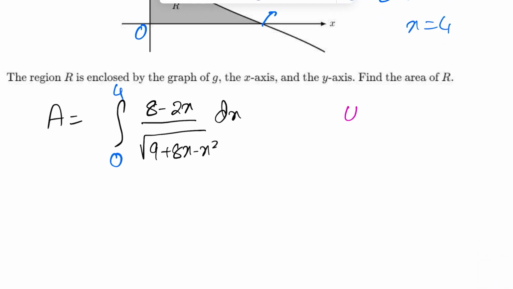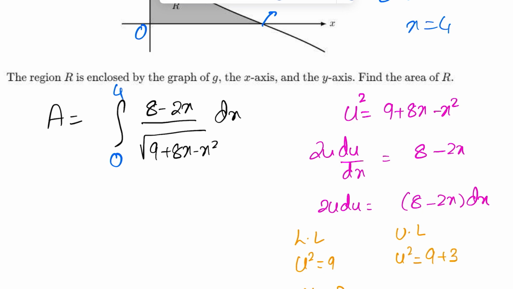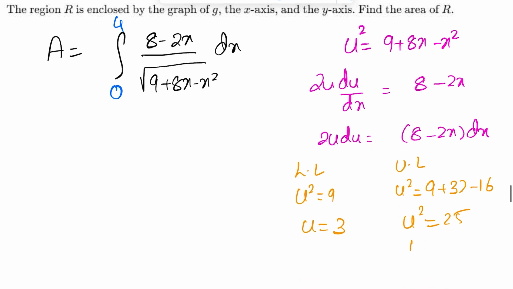Now I am going to do the substitution. So u equals 9 plus 8x minus x square, or u square equals that. So 2u du upon dx equals 8 minus 2x. So 2u du equals (8 minus 2x) dx. Now substitute the limits. Lower limit, x equals 0, so u square equals 9, u equals 3. Then upper limit, substitute 4: 9 plus 32 minus 16, which is u square equals 25, so u equals 5.